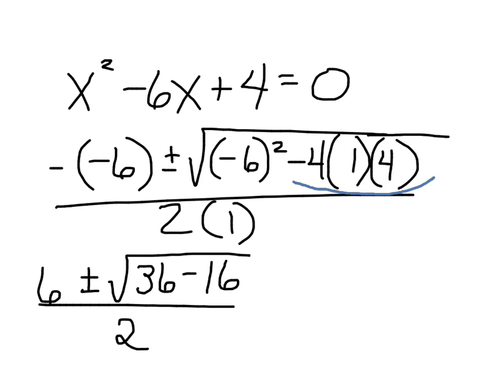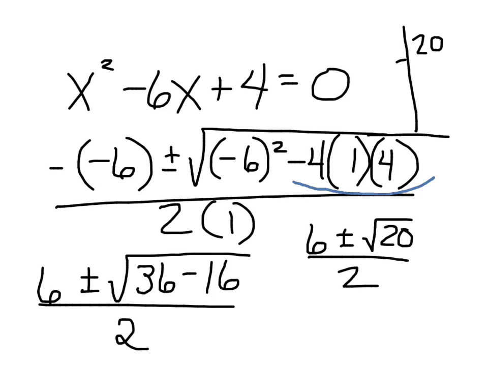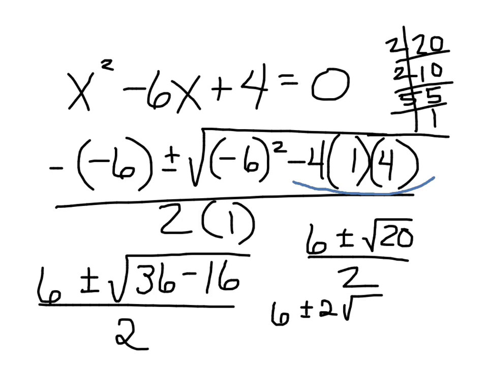What is 36 minus 16? 20. 6 plus or minus the square root of 20 divided by 2. Now, the square root of 20, does that reduce? That's why we did that at the beginning of chapter 3. 20, I'm going to take my little scratch paper here. 2 goes in there 10 times, 2 goes in there 5 times, and 5 goes in there once. What goes outside? 2. Some of you guys are still messing that up, just so that you know.